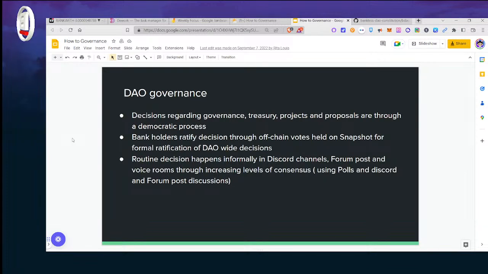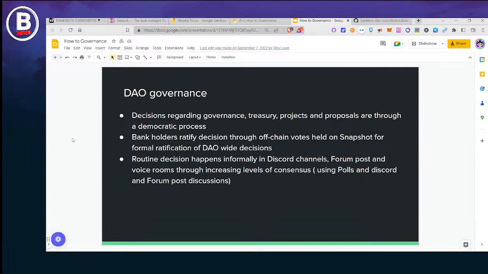Our governance, essentially, decisions regarding governance, treasury projects, and proposals are made through a democratic process, using our forums and Snapshot, and lots of discussion in Discord, sometimes Seshbot polls. BANK holders on Snapshot ratify decisions through off-chain votes using the Snapshot platform. This is where we formalize and ratify DAO-wide decisions.